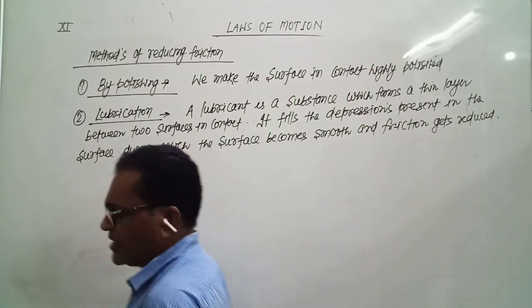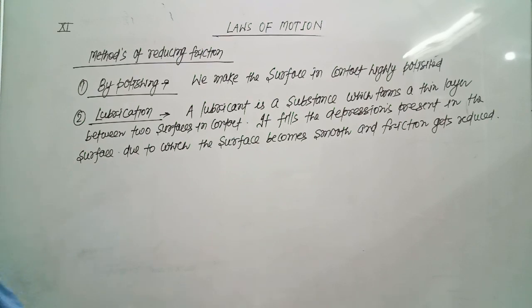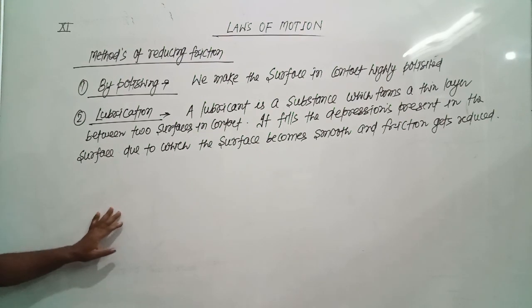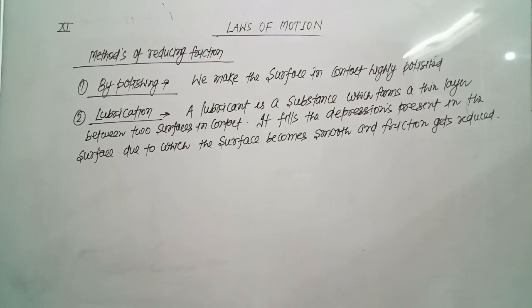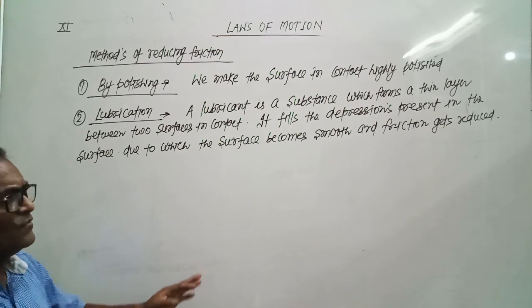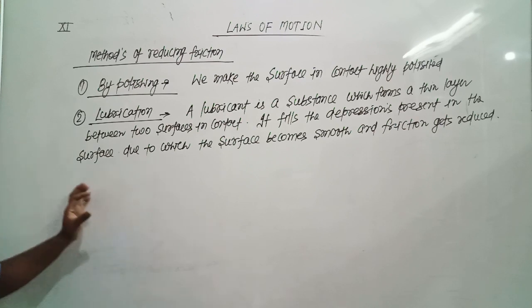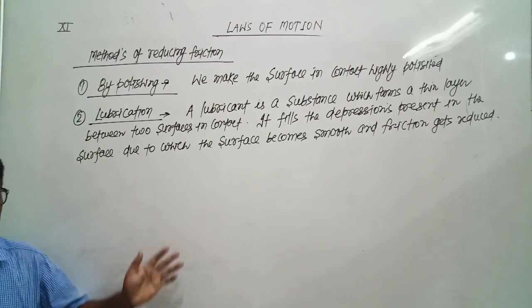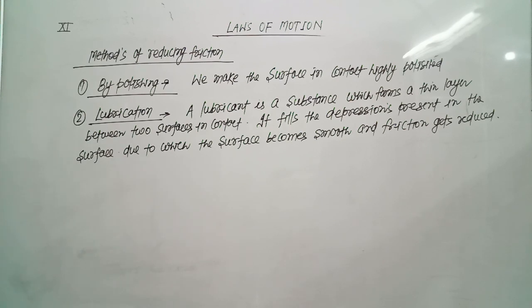So the first way to reduce the friction is by polishing. We make the surface in contact highly polished. And the second is lubrication, and a lubricant is a substance which forms a thin layer between two surfaces in contact. It fills the depressions present in the surface, and due to which the surface becomes smooth and friction gets reduced.